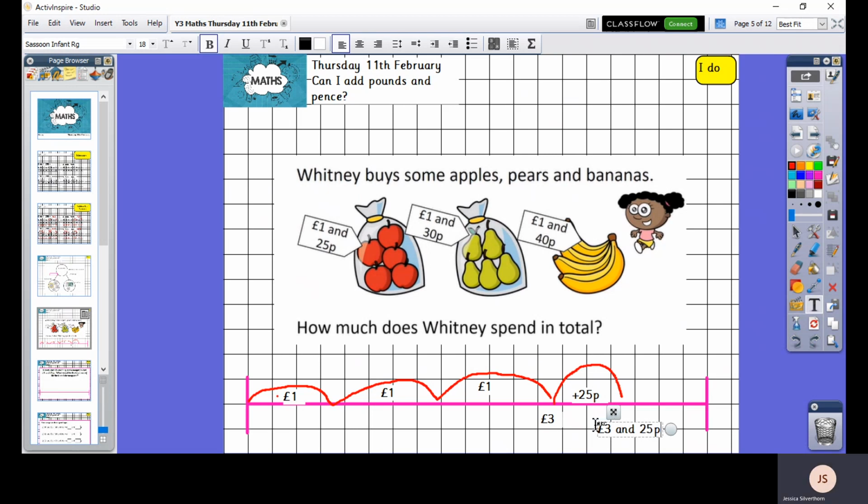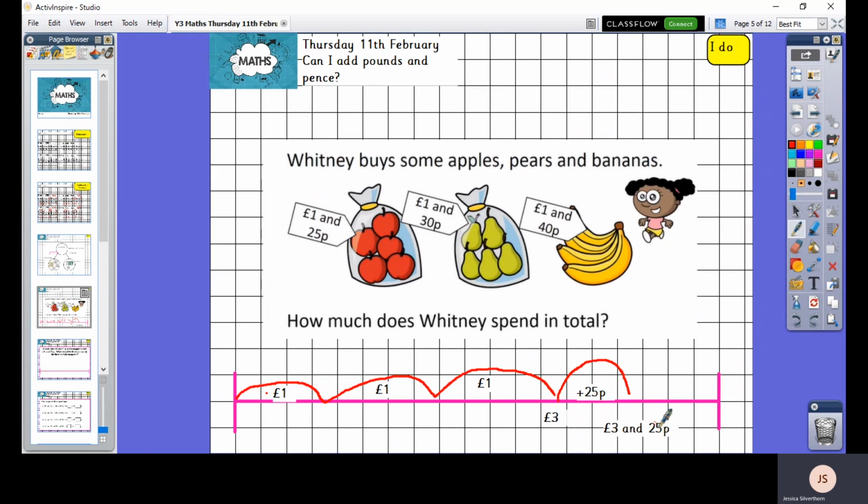But then I want to add on 30 pence. So this is where I need to be careful. So I need to be thinking about changing just the tens. So I'm going to change the tens of my £3.25. So here we go. I've got £3.25, add 10 pence. So £3.35. Add another 10. So £3.45. And then one more 10 makes £3.55.